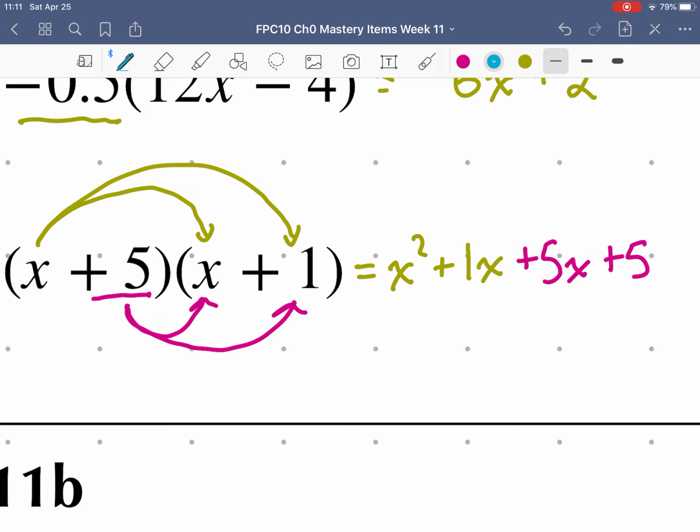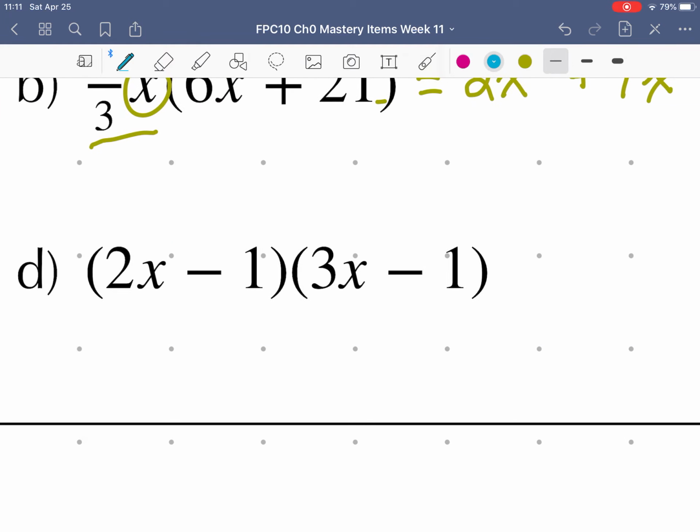Now, we simplify our solution polynomial by combining like terms. We get x squared plus 6x plus 5. That is our final answer. That's a trinomial of degree 2. It's degree 2 because the highest value of an exponent on our variable is squared.